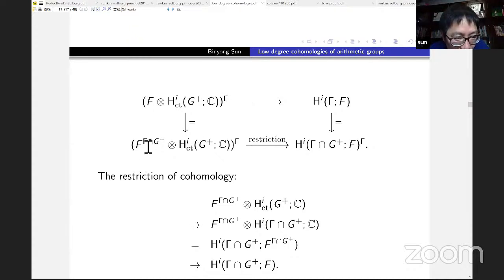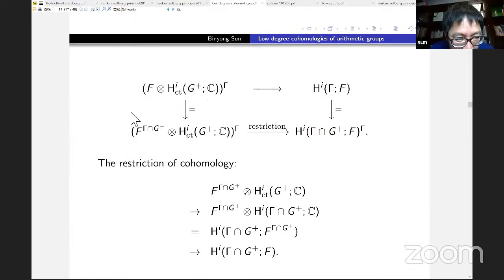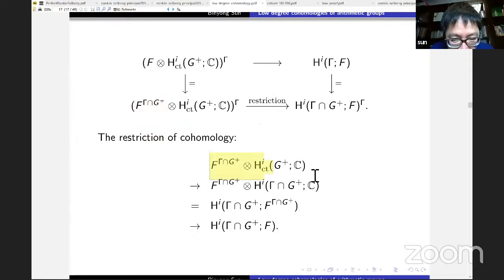We consider the intersection of gamma with G plus. Then this space equals this one. This is obvious. Also, we can calculate this group cohomology in two steps. We first take this cohomology and then take gamma invariants. So this cohomology equals this one. In order to define the Borel map, we only need to define the similar Borel map from this space to this space.